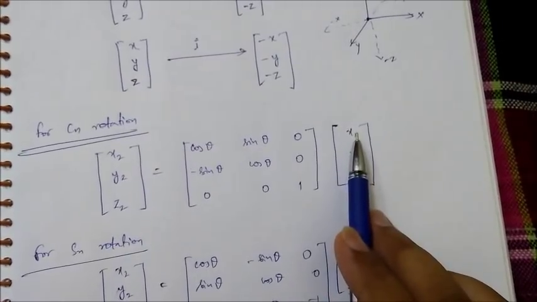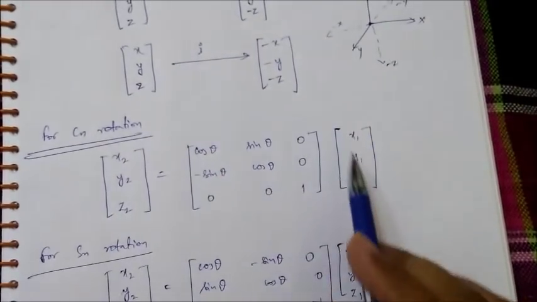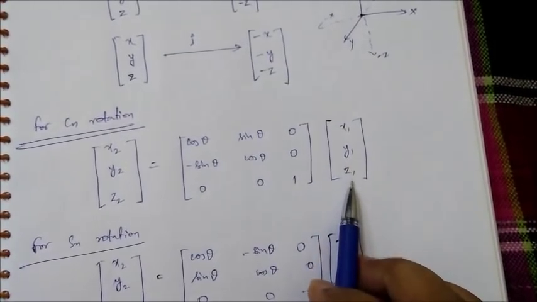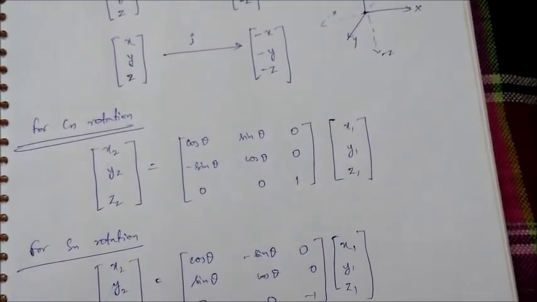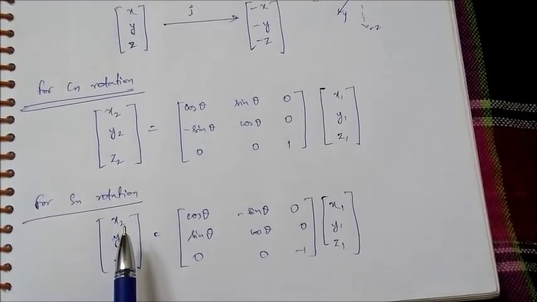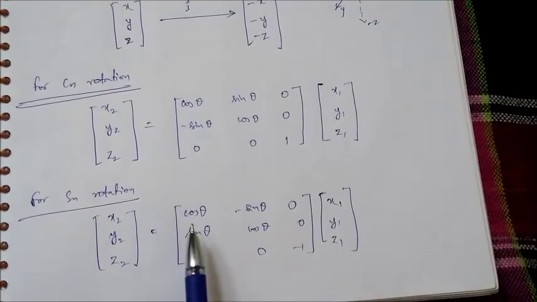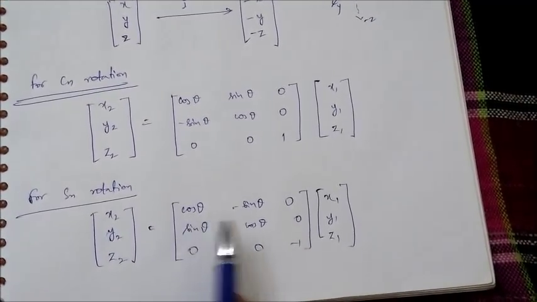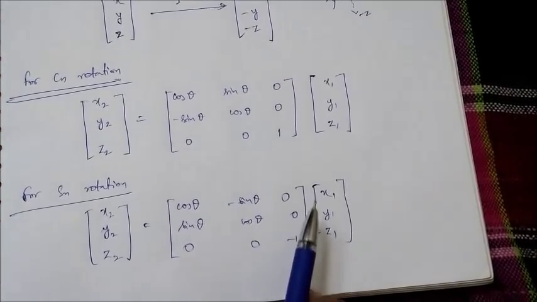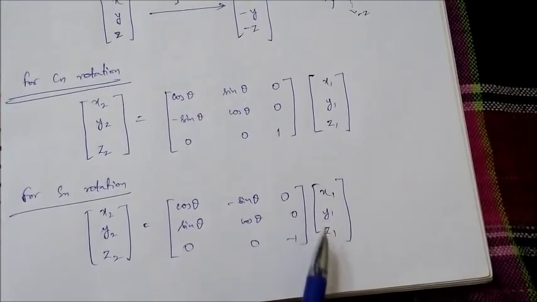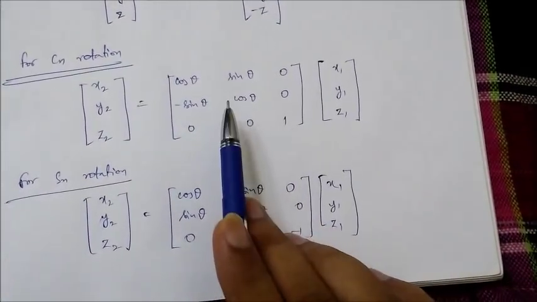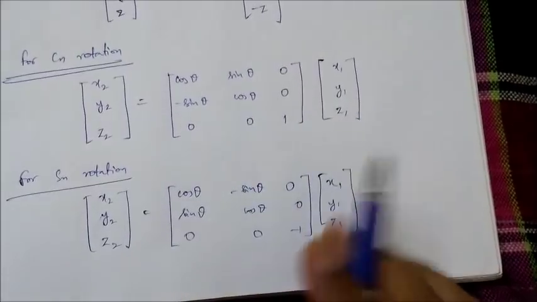We are taking them x, y and z, so you can take them x, y and z also. No need to take x1, y1, z1. Again, for improper rotation the new axis formed will be x2, y2, z2, and that will be multiplied with cos theta, minus sin theta, 0; sin theta, cos theta, 0; 0, 0, minus 1, and x1, y1 and z1. So here you have to perform multiplication of matrices.